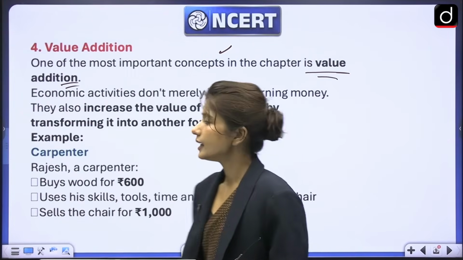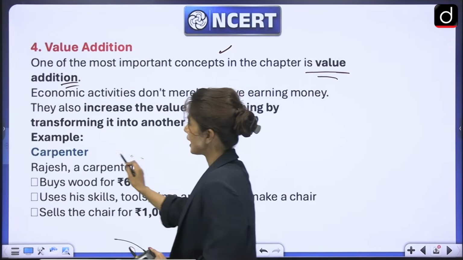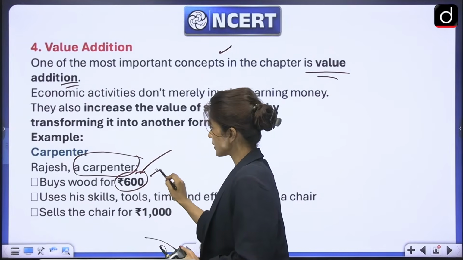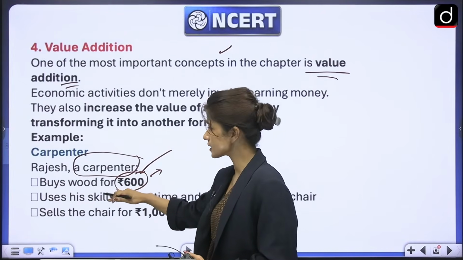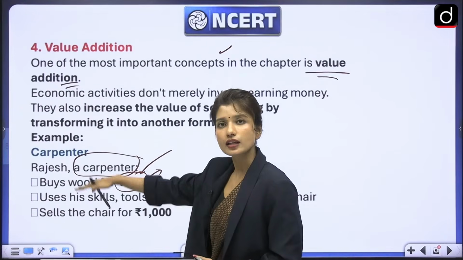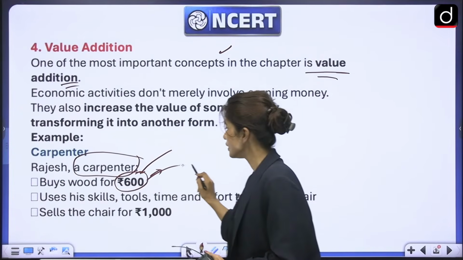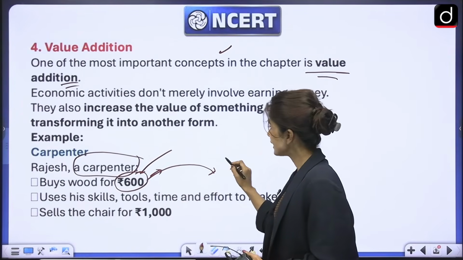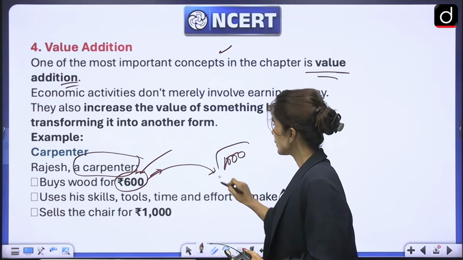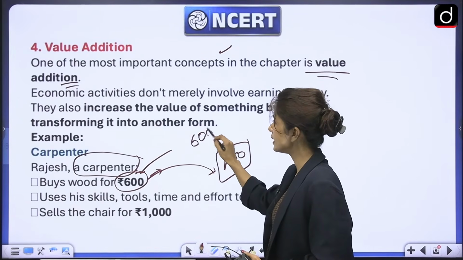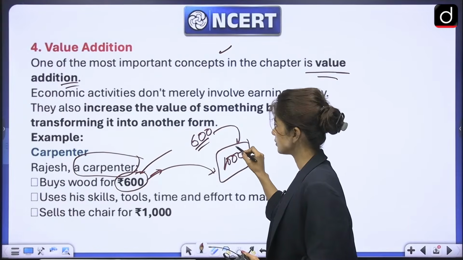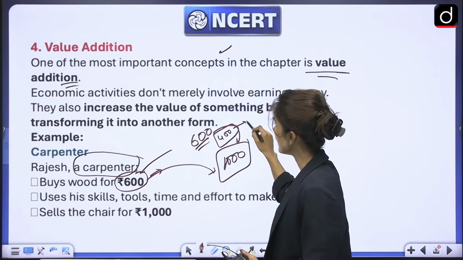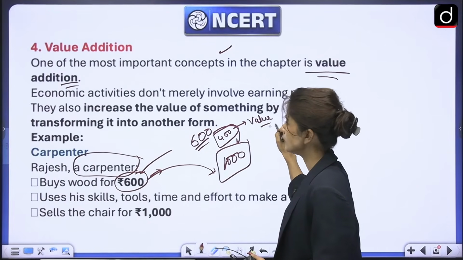For example, a carpenter's example is given. He buys wood for 600. This was the raw material's price, right? Then he uses his skill to convert this wood into, let's say, a chair or any furniture, and then he sells it for 1000 rupees. He bought wood worth only 600 and sold it for 1000 rupees. Why? Because this 400 that he was paid extra is for the value that he added. This is called value addition.